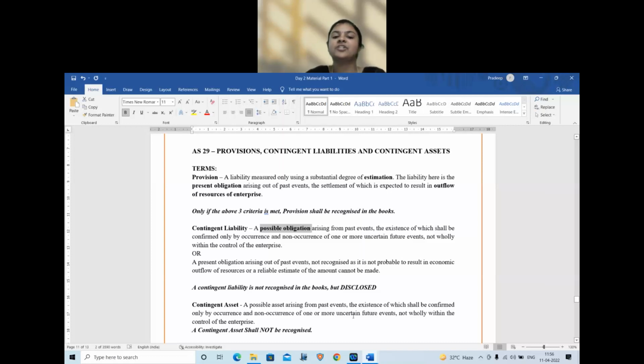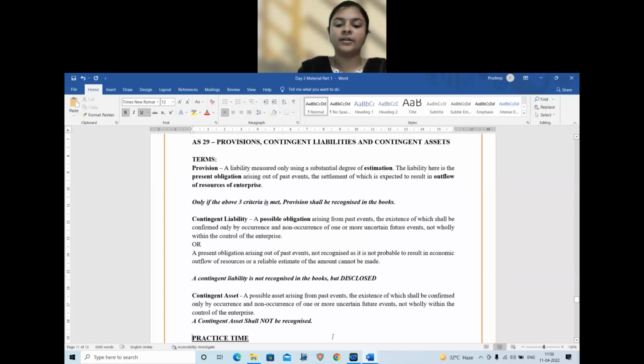Last, contingent asset. It is a possible asset, which means future asset, that the existence of the asset will be confirmed only by occurrence or non-occurrence of future economic events, which is not certain. Now, contingent asset, can it be recognized? Definitely no. Can it be disclosed? That is also no, because a contingent asset shall never enter into your books even in the form of disclosure. Okay, a contingent asset shall not be recognized nor disclosed. Only if the asset crystallizes or there is an actual recovery, the asset will be recognized in the books.